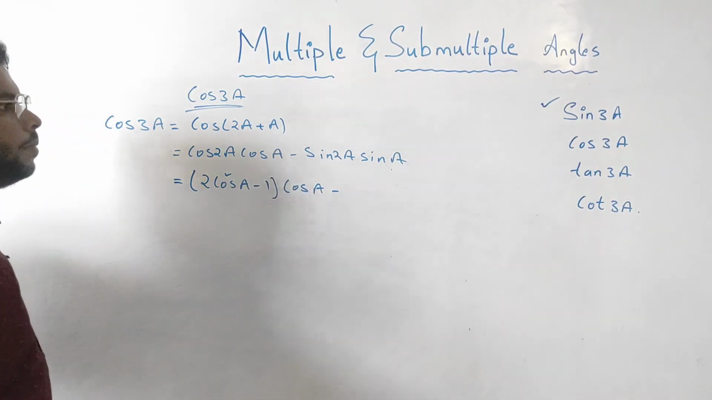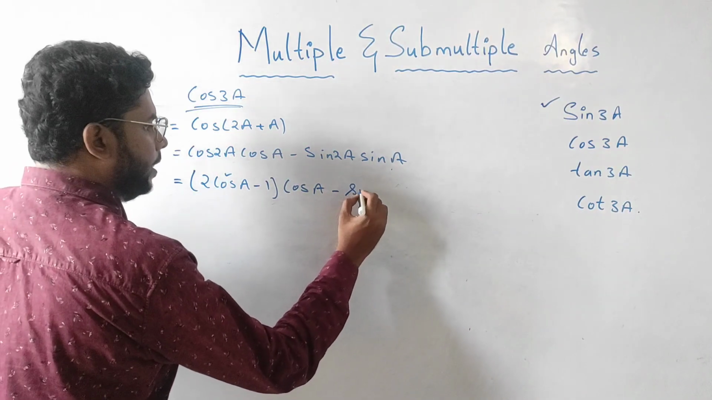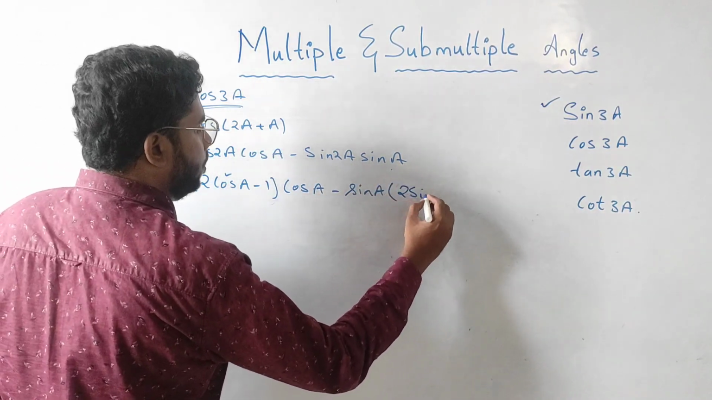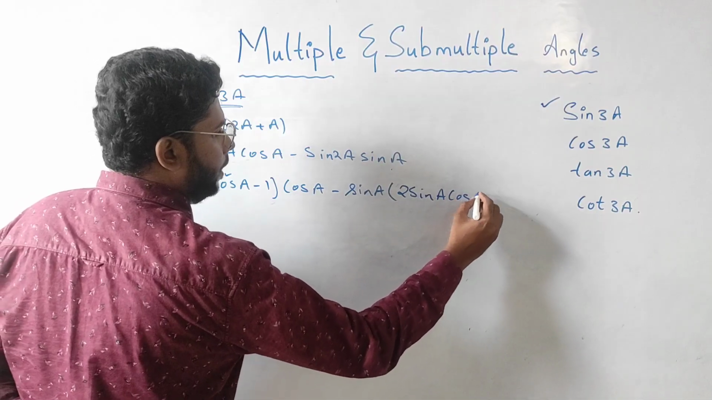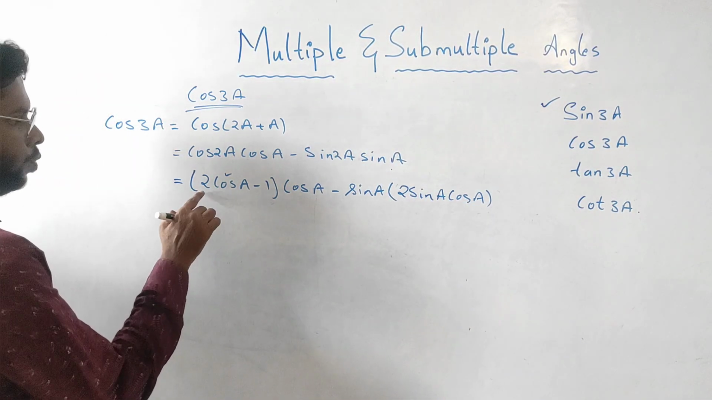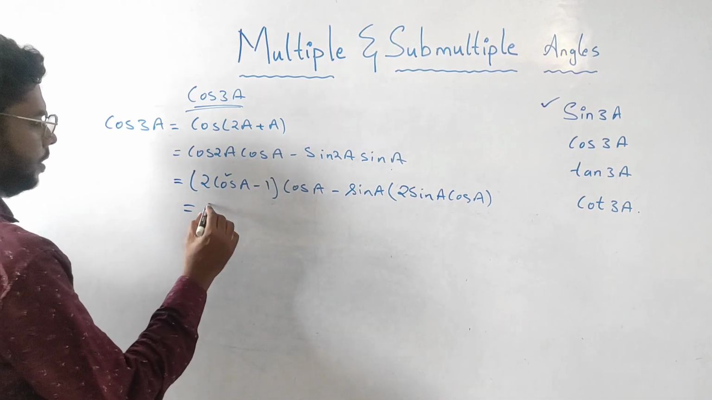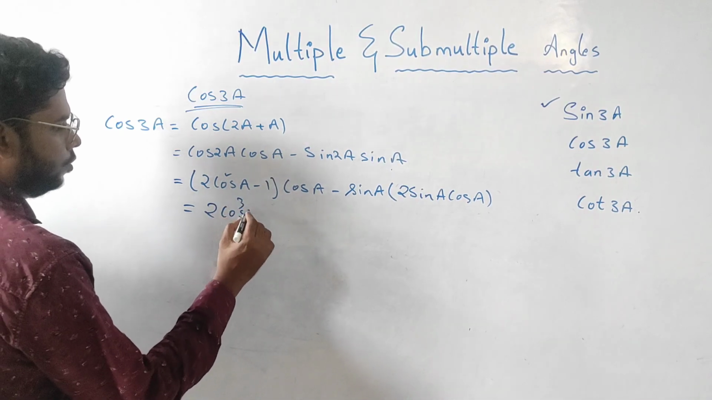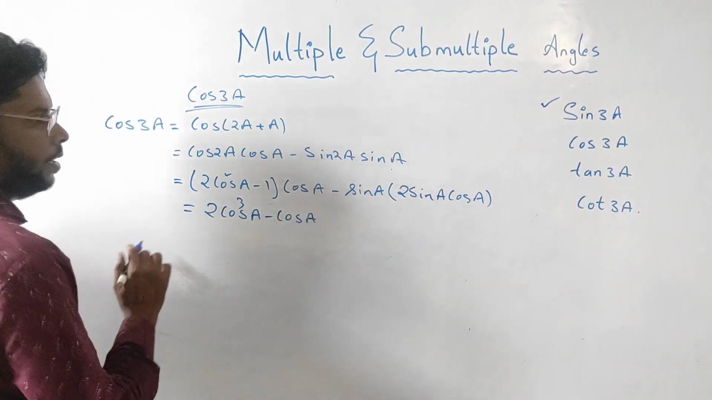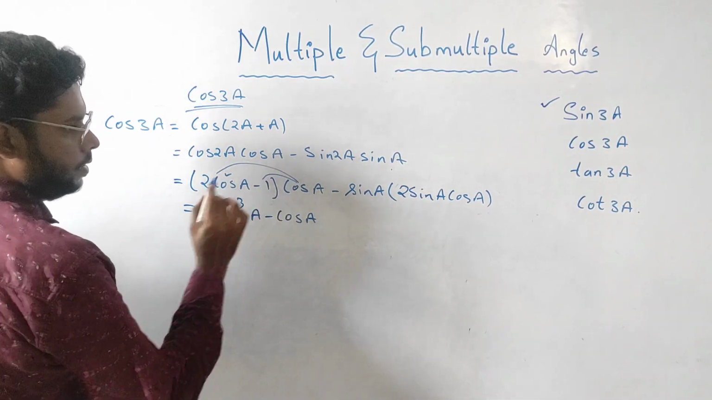Here also, sin 2A can be written as what? First I am writing this sin A. Now this sin 2A can be written as 2 sin A cos A. This also we have seen in the previous video. So now multiply, what do you get? See, 2 cos square A into cos A will be 2 cos cube A, minus 1 into cos A is minus cos A. So multiply this with this and this with this.